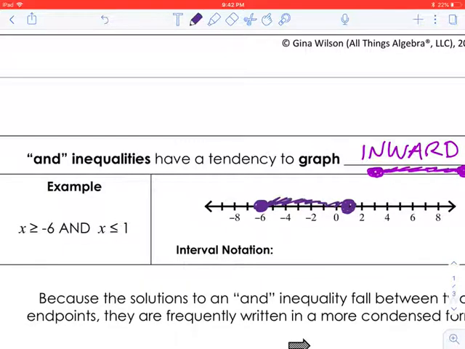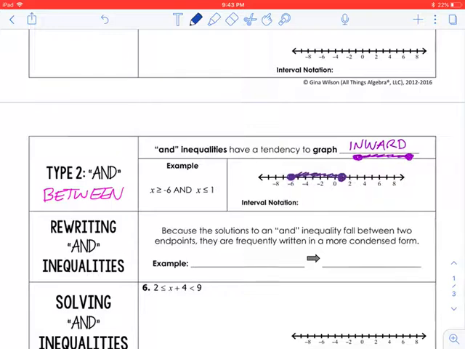So you can kind of see how they run into each other, and so all your solutions are between those two numbers. Okay, so because the solutions to an "and" inequality fall between, and here's that word, between two endpoints, they are frequently written in more condensed form.